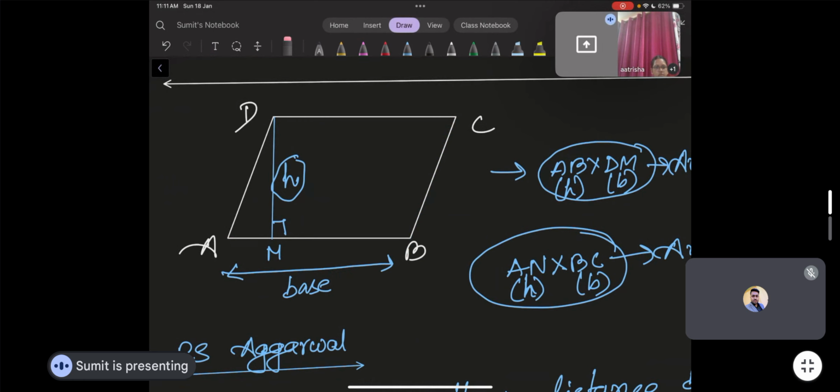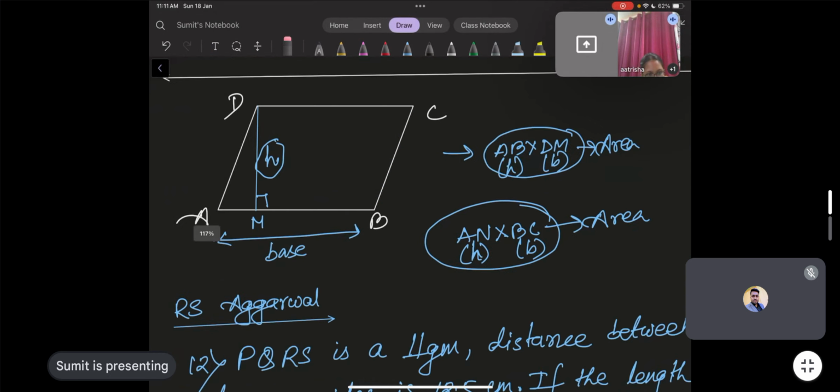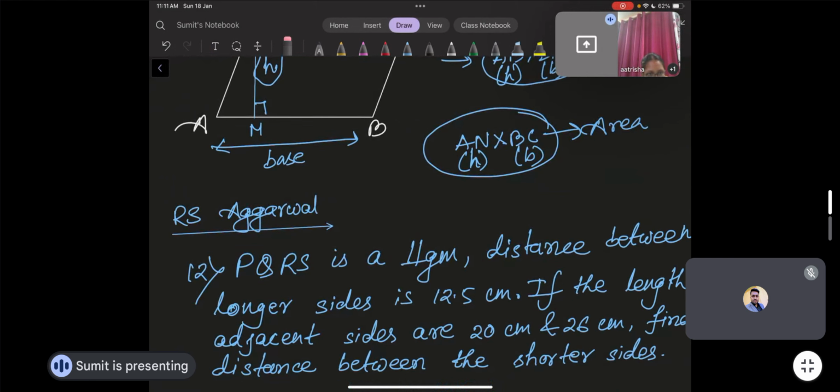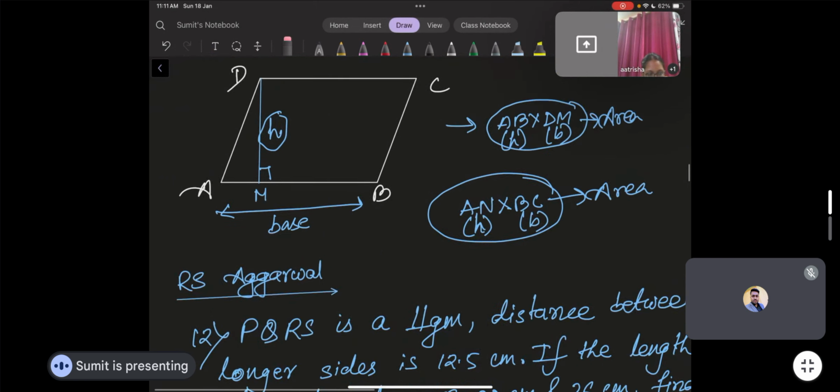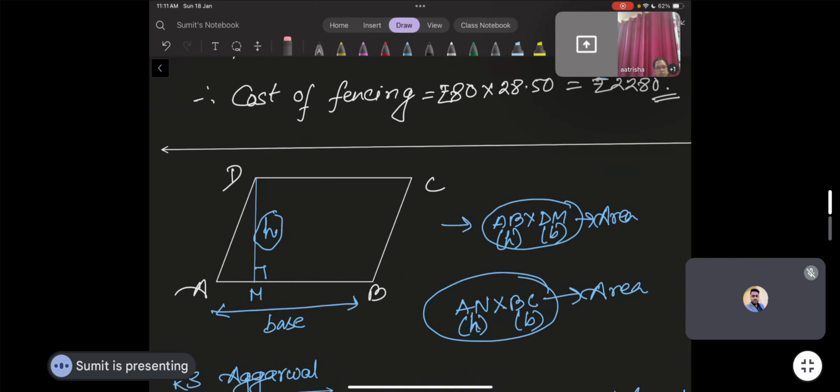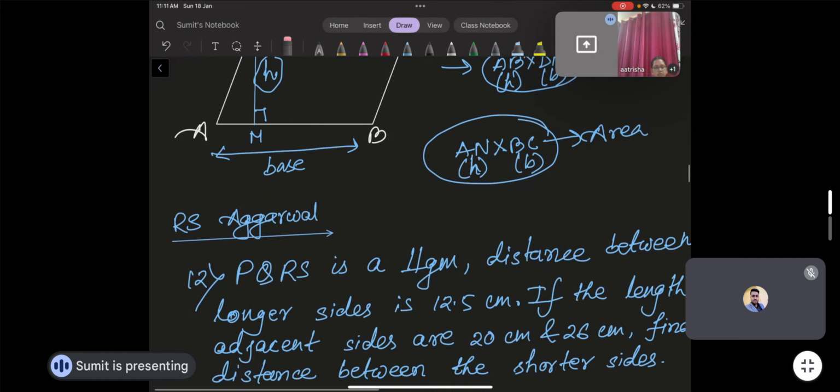This height is the distance between which two sides? The distance between DC and the longer sides, that is, between DC and AB. If I consider AB and CD as the longer sides, then DM can be taken as the distance between the longer sides, that is H, correct? Now in the question, the distance between the longer sides is 12.5. That means if I draw this diagram, this H can be taken as 12.5.